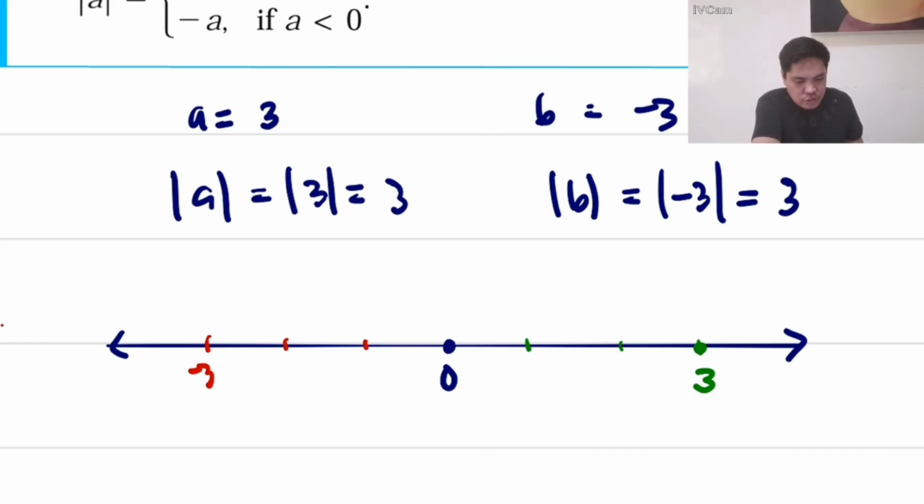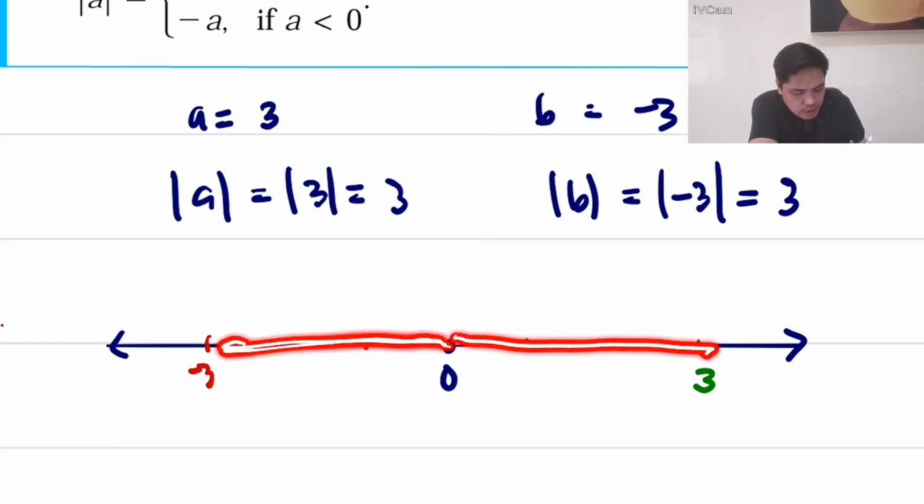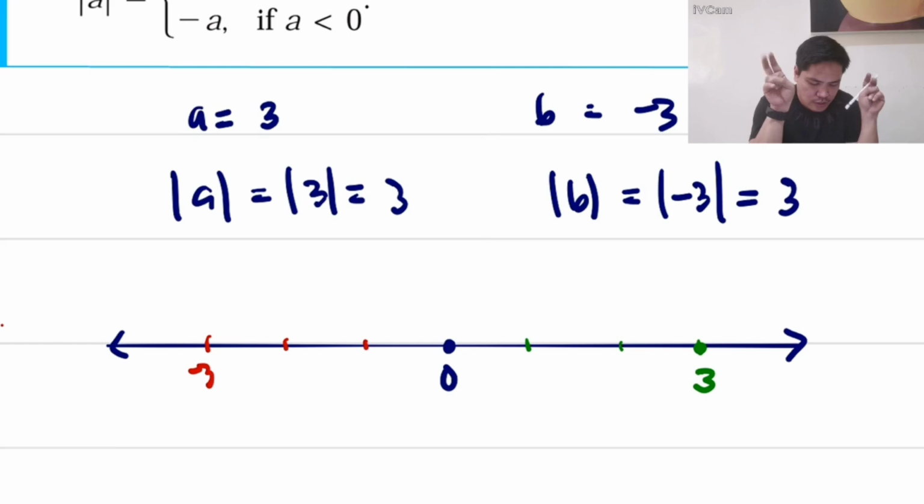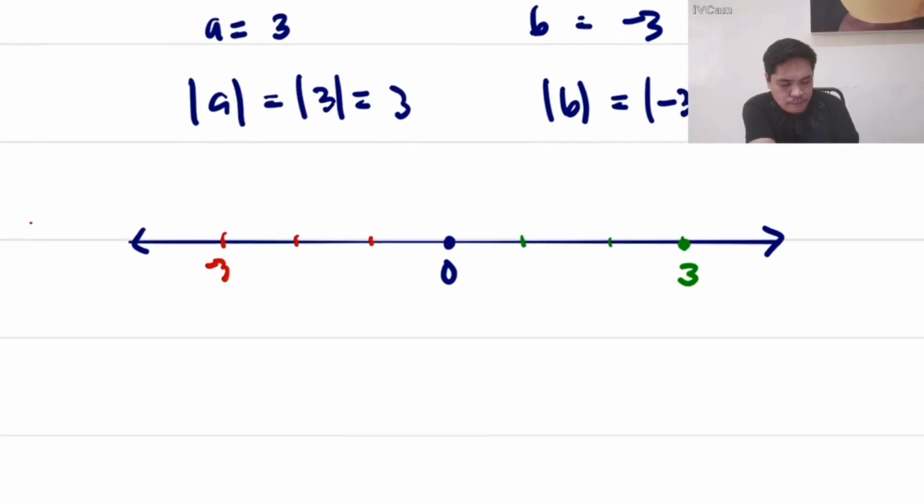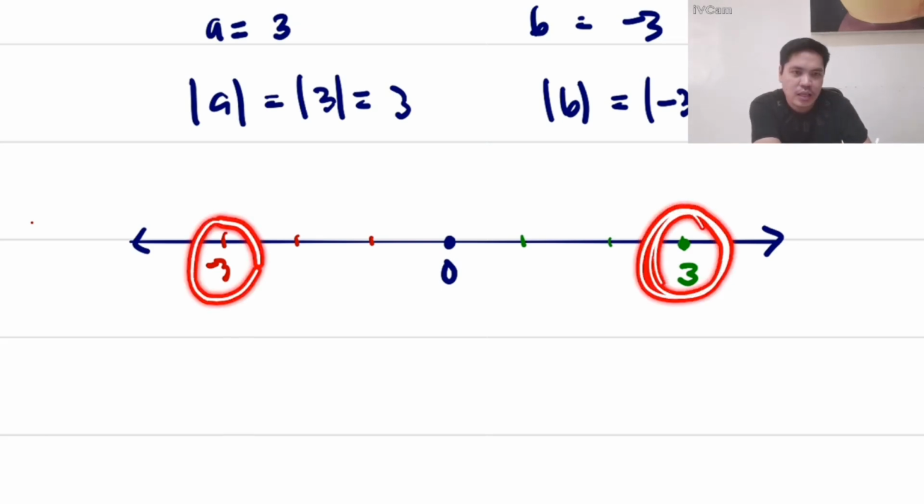So that is magnitude. You are just looking at this value. Ito yung kagrabe ng distance, so to speak. But we are not looking at its direction. Okay? Nakuha? So, yung absolute value is also the distance. Okay? So, another one. How do we, by absolute value, now describe the distance between negative 3 and 3?